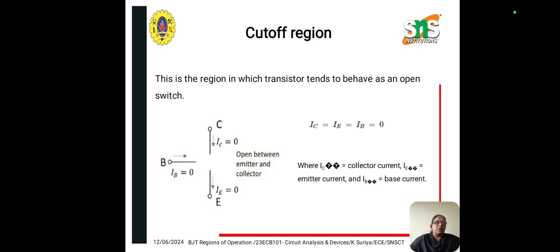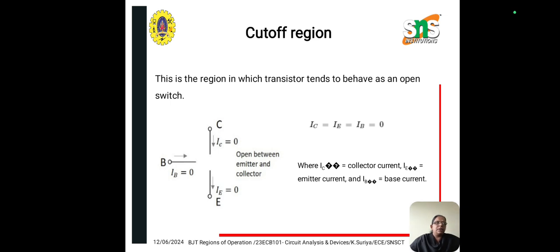Next one is the cutoff region. This is the region in which the transistor tends to behave as an open switch. So the transistor has the effect of its collector and base being opened. The collector, emitter and the base currents are all 0 in this mode of operation. This is shown in the figure here.